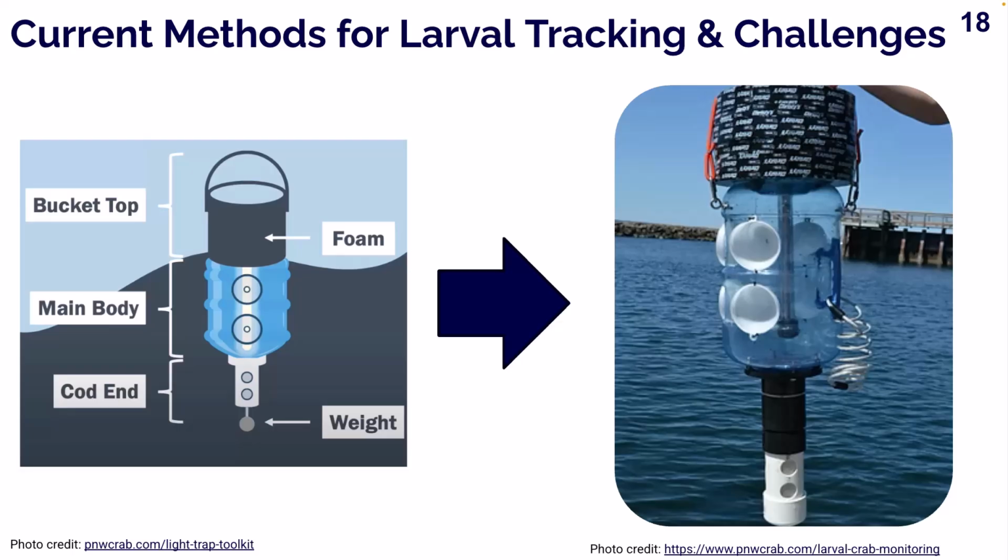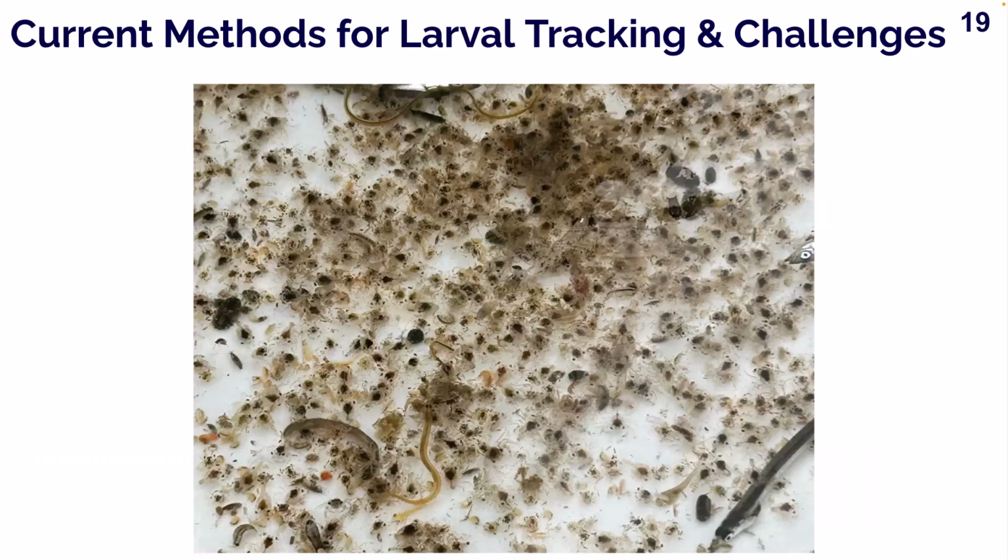However, we're finding that with this larval monitoring method, what comes out of these light traps is not just Dungeness crab. And here is a picture showing what comes out of this light trap. We can see there's a variety of different animals along with our Dungeness crab megalopa.